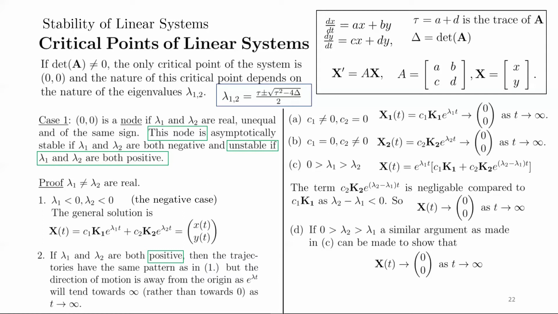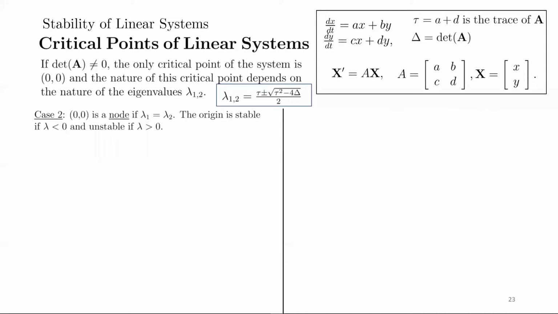So the reason that this node is unstable if lambda 1 and lambda 2 are positive is that both of these terms are diverging as t goes to infinity. So we don't move towards the critical point in this case. The node is known as unstable. I'll give you a summary slide of all these cases at the end of this lecture. But for now, let's move on to case 2.